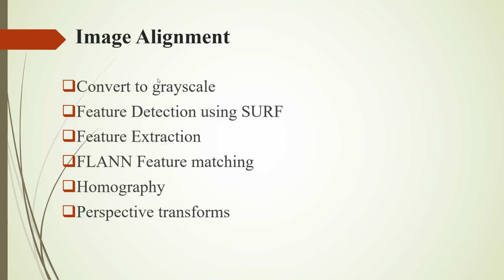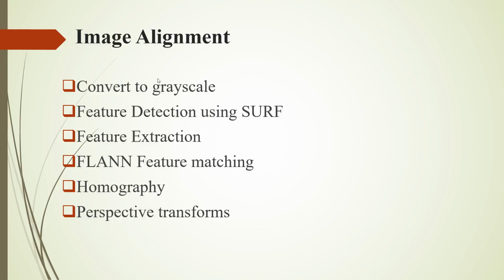The first step is the image alignment. If the camera is not placed on a stationary medium such as a tripod, then it is susceptible to translational and rotational motions. This makes the images in the sequence misaligned from each other. So this is the image alignment phase in the project.